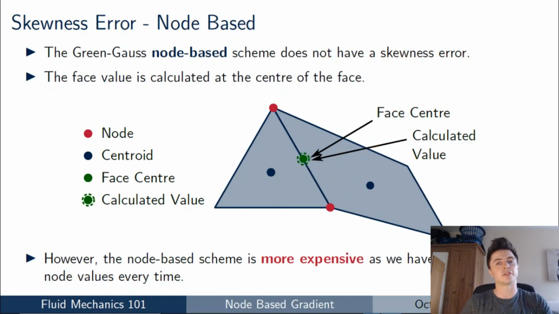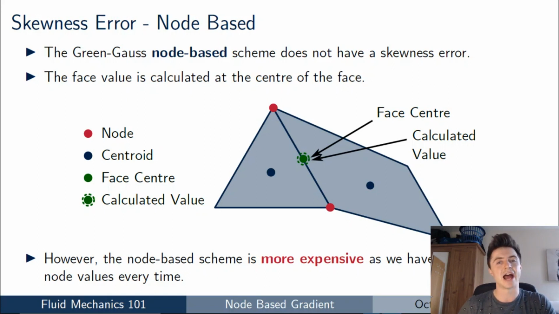However, if we think of the node-based gradient scheme, because we've calculated the nodal values in red first, while this does require us to do an extra calculation, when we use averaging to calculate the face value, we are in fact computing the value at the face center. And so the node-based gradient scheme doesn't have a skewness error that the cell-based scheme has.